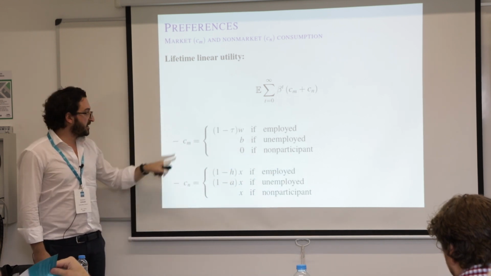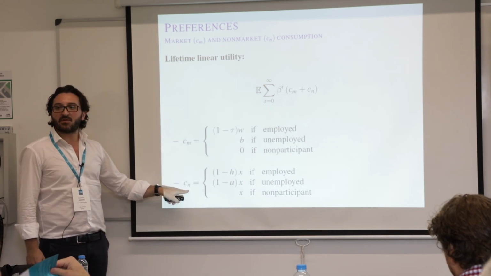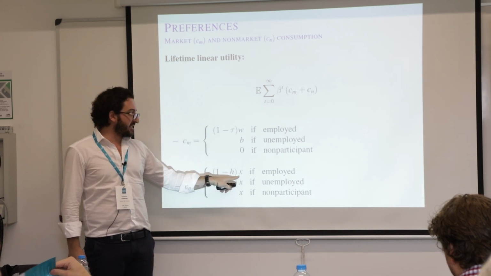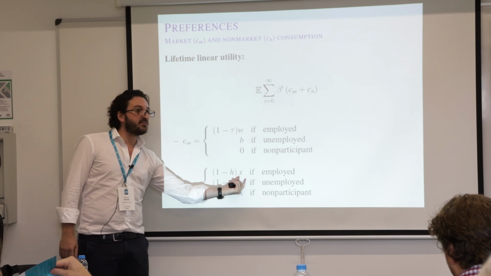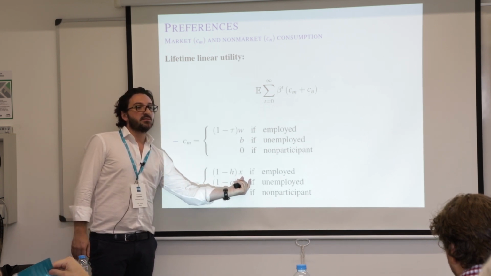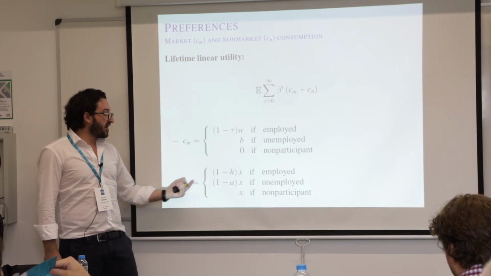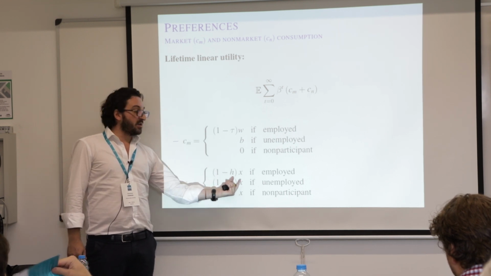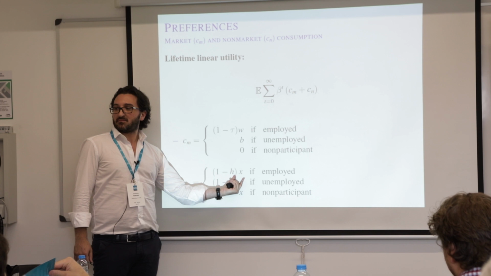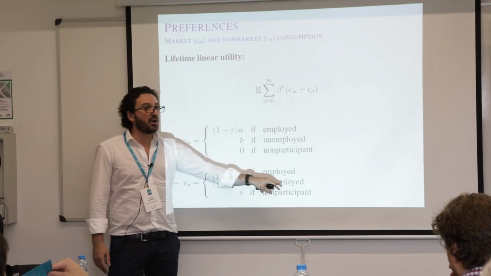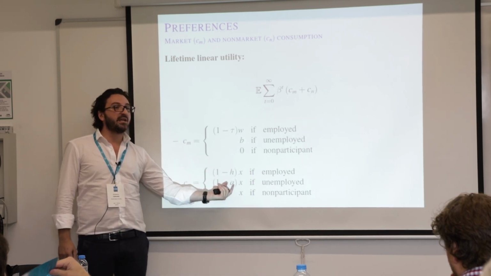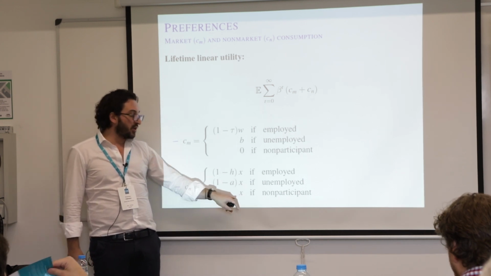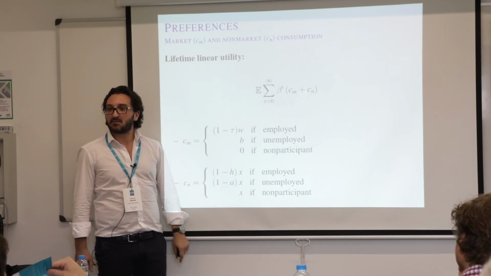Okay? So what is the non-market consumption? It is 1 minus h times x if employed, where x here is the value of leisure. Okay? So what we are saying is that if you are employed, you lose a fraction 1 minus h of the value of leisure. Okay. And if you are unemployed, you lose a fraction 1 minus a of the value of leisure. If you are non-participant, you just enjoy the full value of leisure.